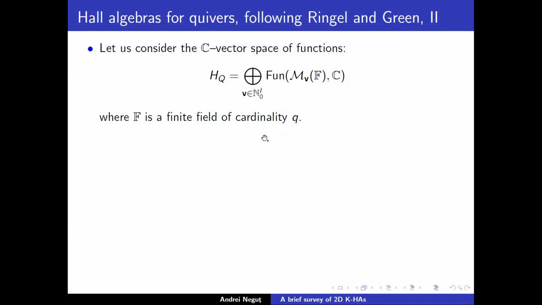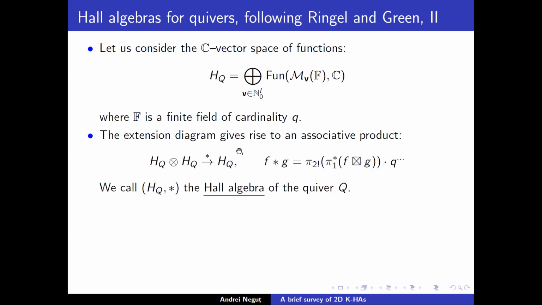So let's make it into an algebra, because that's what the Hall algebra is. You make it into an algebra by invoking the extension diagram on the previous slide. So because you have the extension diagram, you have the projection maps pi1 and pi2. So remember, pi1 went from the stack of extensions to the moduli stack parameterizing V and V prime, and pi2 remembered the other quiver representation, namely W. So because of that, you can apply these pull back and push forward functors on the vector spaces of functions.